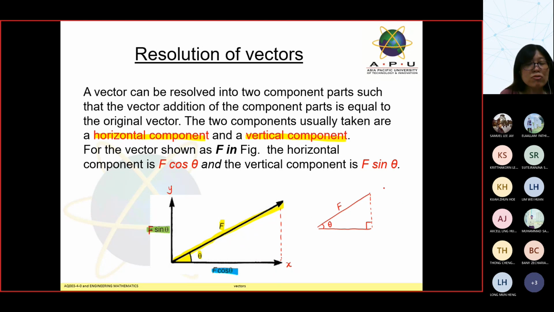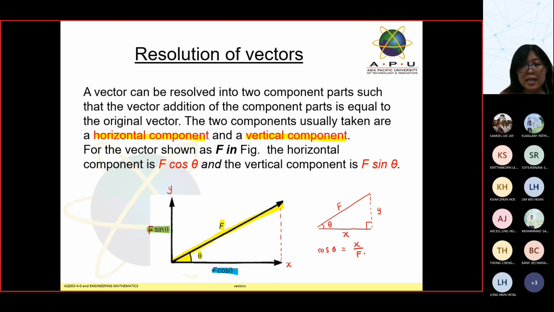Okay, then if I draw a triangle like this, the vertical say is y, the horizontal say is x. Okay, so now, can you tell me what is the cos theta? Anyone? What is cos theta when you look at this right angle triangle? X over F. Okay, correct, x over f.